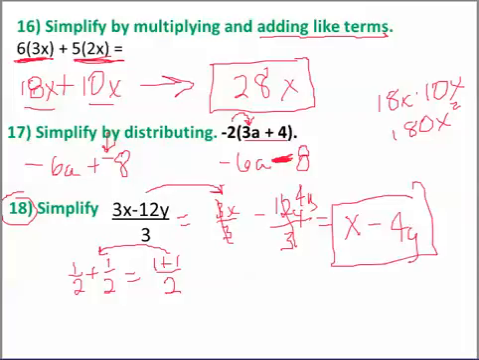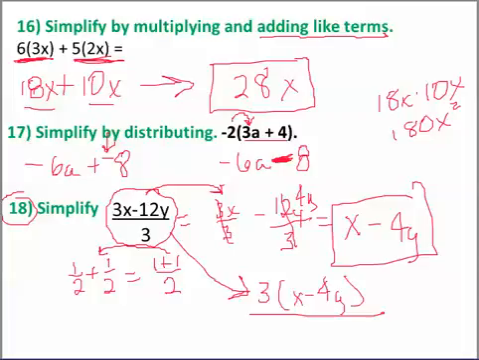You can think of this in a different way, and I'm going to just show you with this one, but I won't show you again. You can think of it this way. This is kind of the opposite of the distributive property. There was a 3 out here, and it was x minus 4y. And then there was a 3 on bottom.